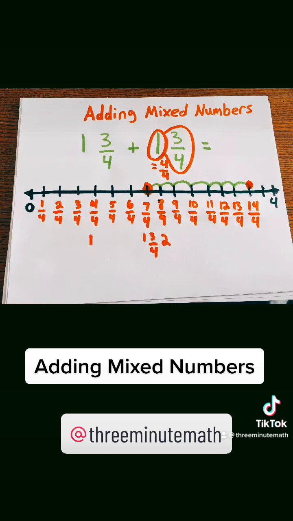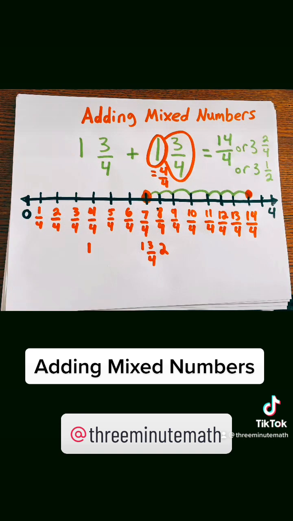In my last step, I'm going to count on to see where I end up. So if I count to where I ended, I end up with 14/4. 14/4 is the same as 3 and 2/4, or it's the same as 3 1/2.